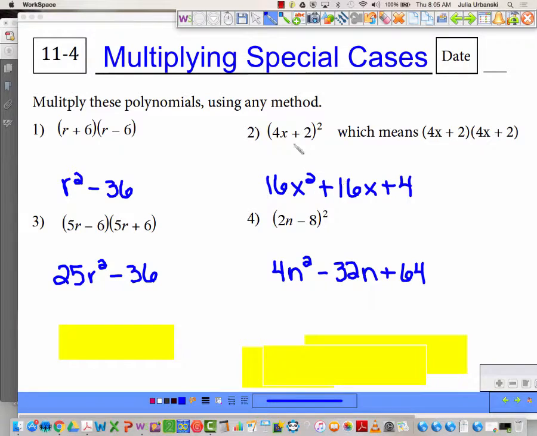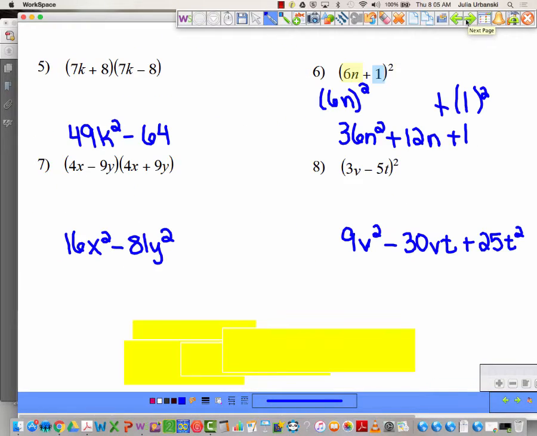Number 4. See how if you do 4 times 2 is 8? Look what we got, 16. Look at this one. 2 times 8 is 16. Look at what we got, 32. Look at number 6. We had 6 times 1 is 6, but what did we get? 12. Look at this. 3 times 5 is 15, but what did we get? 30. So what's happening now for the middle one?